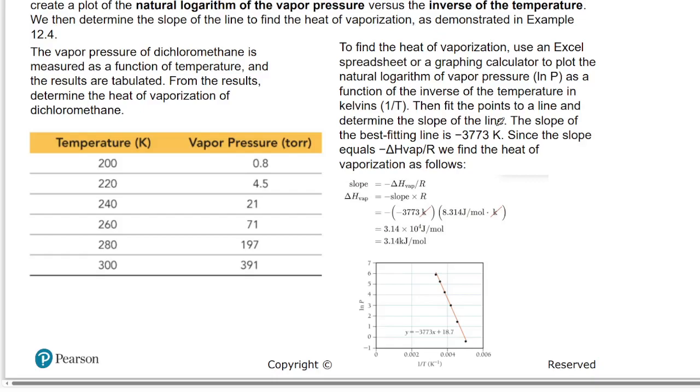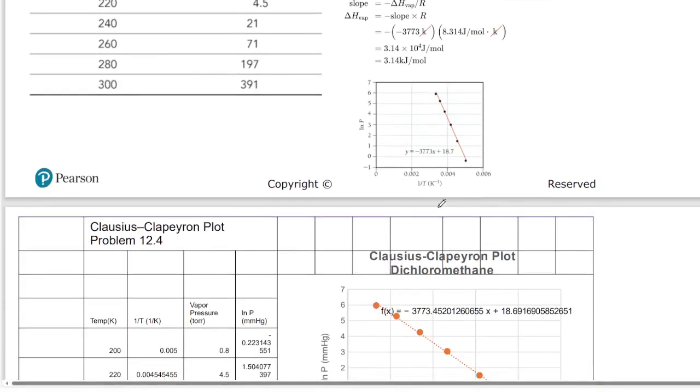The slope of the best fitting line we find to be negative 3773 Kelvin. Since the slope equals the negative delta H of vaporization over R, we find the heat of vaporization in this way. The slope is equal to negative delta H of vaporization over R. So the delta H of vaporization is equal to the negative of the slope times R, and we found the slope to be negative 3773. Then we multiply that times R, and we get the delta H of vaporization as 3.14 kilojoules per mole. So you can see here that the slope was found in Excel.